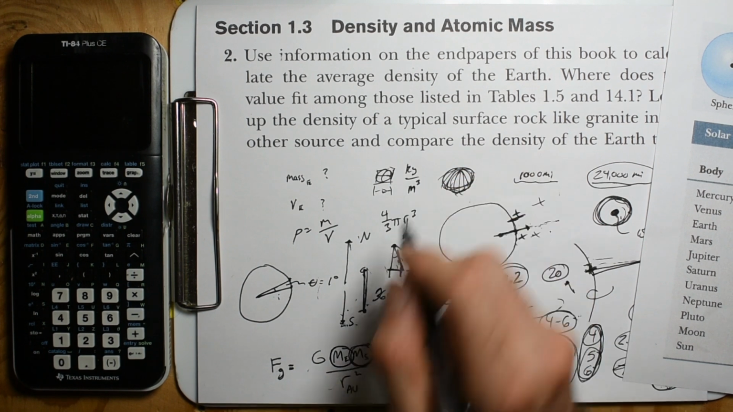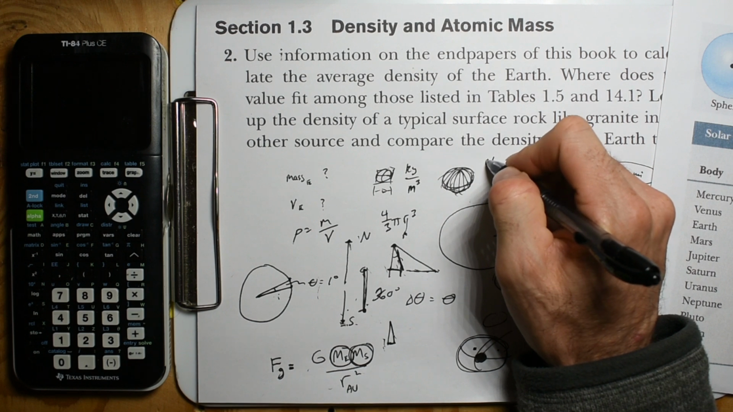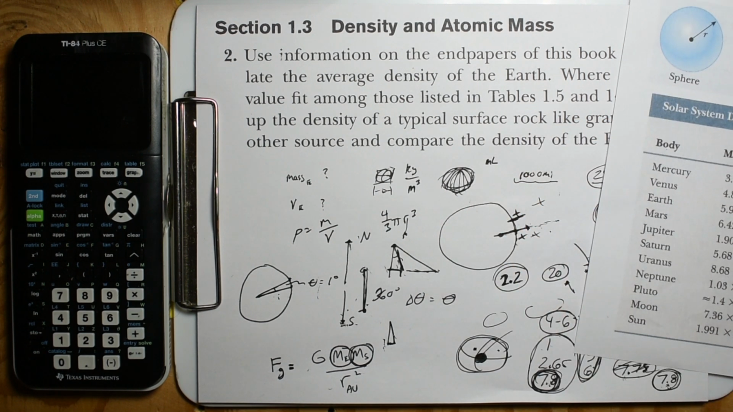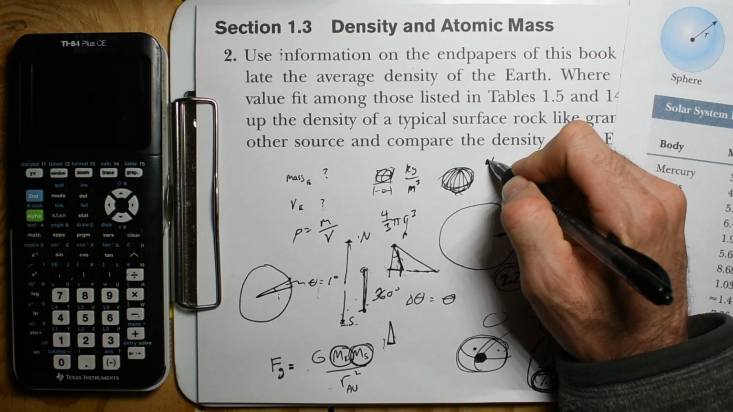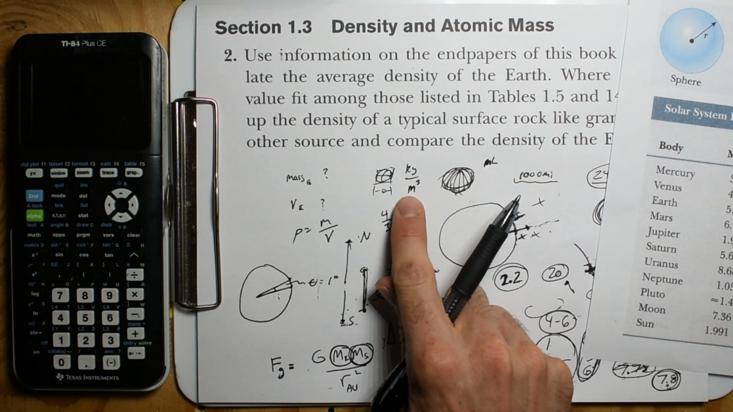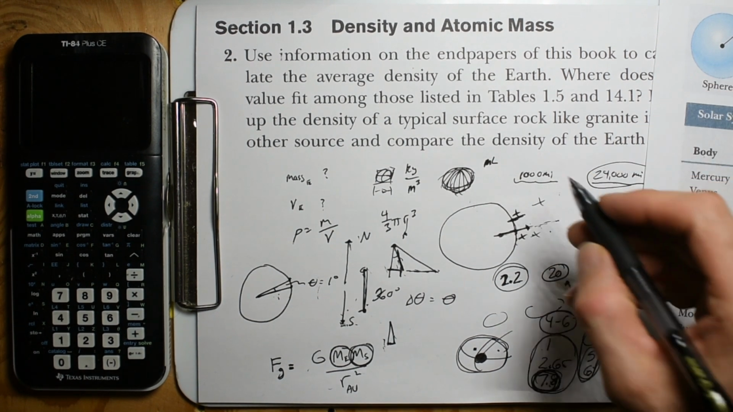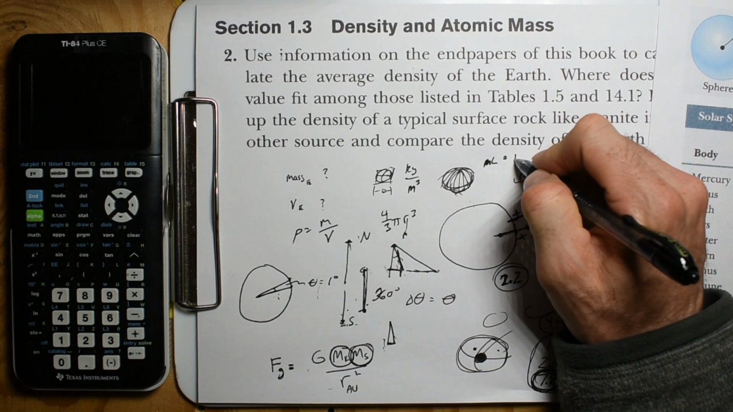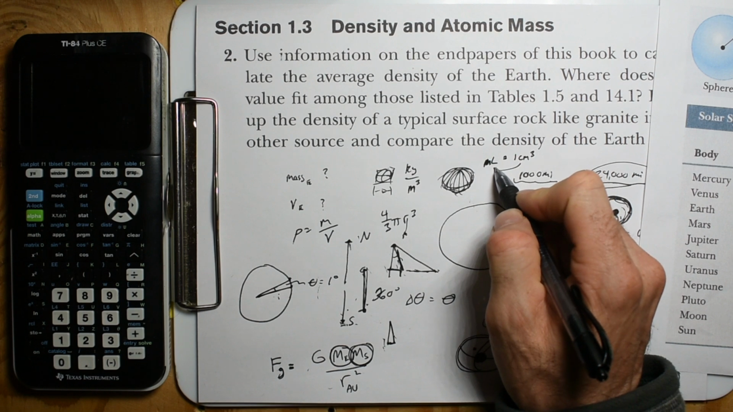Now, is that what we want? Is a milliliter actually a volume? I've got to think about this. Holy hell! A milliliter. Oh, no, we're good. A milliliter is 1 centimeter cubed. That's kind of the definition of a milliliter.